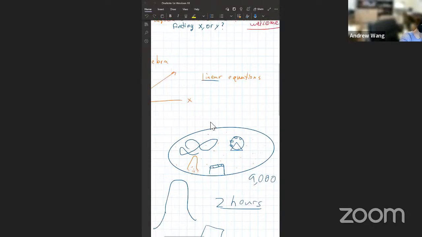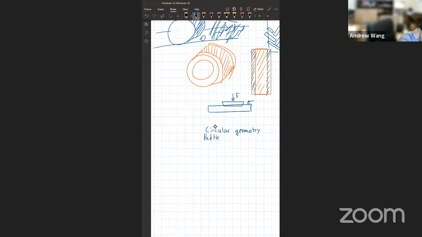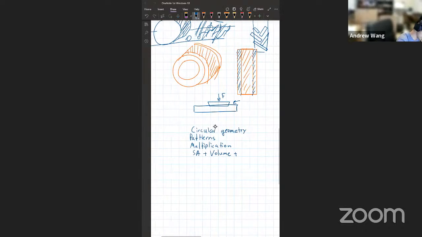I'm going to go past the other demonstrations, but we are going to do a few things. Circular geometry and patterns. And multiplication. You guys know multiplication, but in case you are a bit young over there, kind of reinforce that a bit more. Surface area, SA, plus volume, plus another thing. I'm going to do some calculus as well.